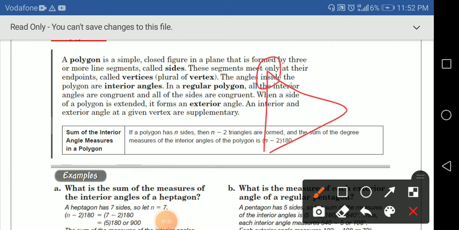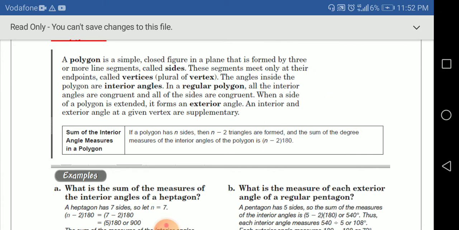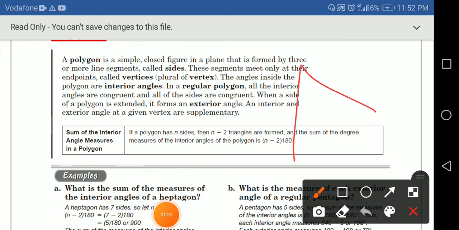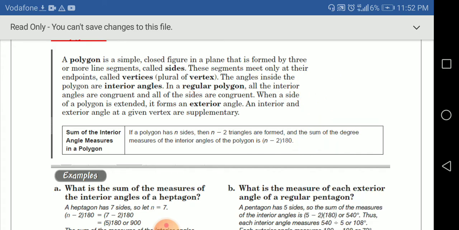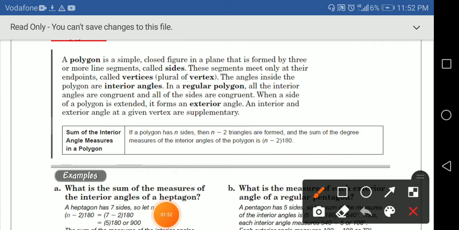This is called a vertex, and the plural is vertices. The angles inside any polygon are the interior angles. And the regular polygon has what? All sides are equal in length and all the interior angles are equal. Remember that. Equal means, in math, congruent, the same as equal.